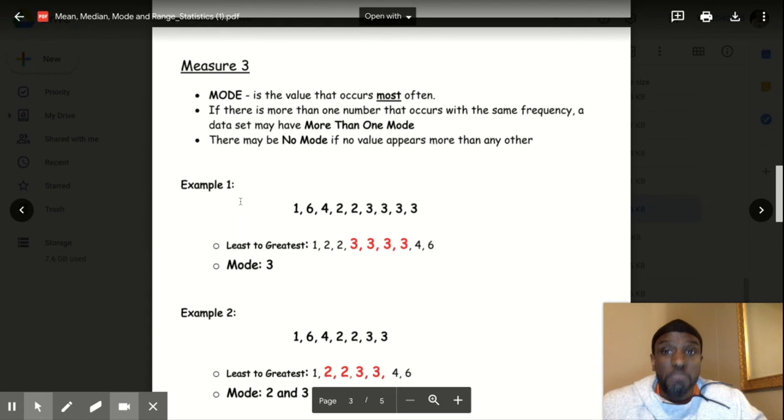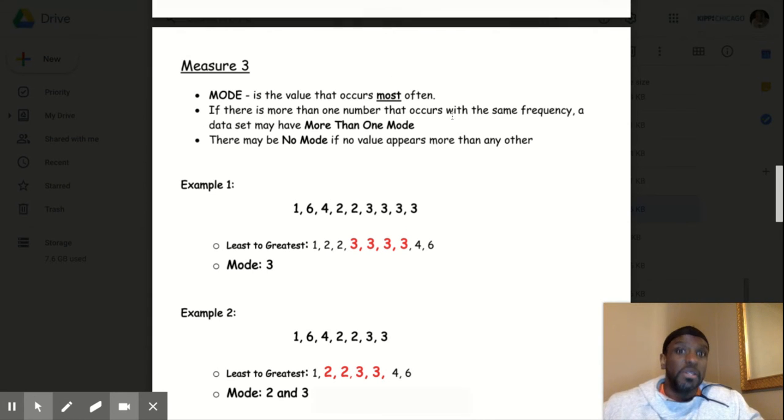If there is more than one number that occurs with the same frequency, a data set may have more than one mode. That means you can have more than one mode. Maybe I got 10 people that got 100, and 10 people that have 90, and the rest. So now I got 2 modes. What number is occurring the most?